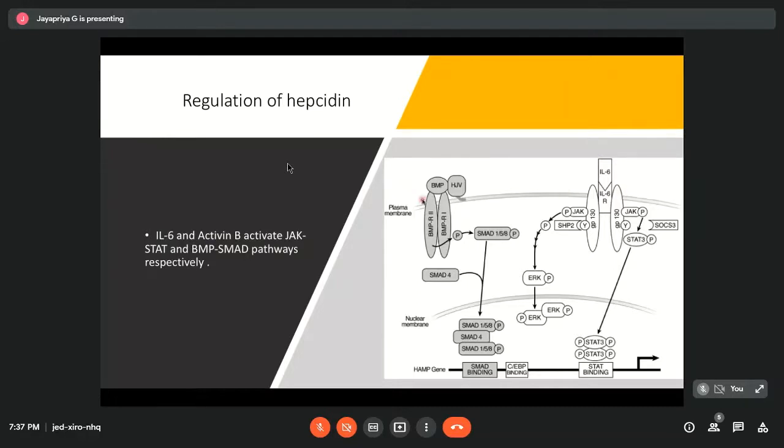these two will bind to their receptors. So you have the bone morphogenic protein and SMAD4 pathway here, and the interleukin 6 pathway is through the JAK-STAT pathway. So when these cytokines bind to their corresponding receptors, these downstream signaling pathways are activated, which will cause the phosphorylated SMAD and phosphorylated STAT to bind to the promoters of the hepcidin gene and cause the transcription of the hepcidin gene and increase the production of hepcidin.